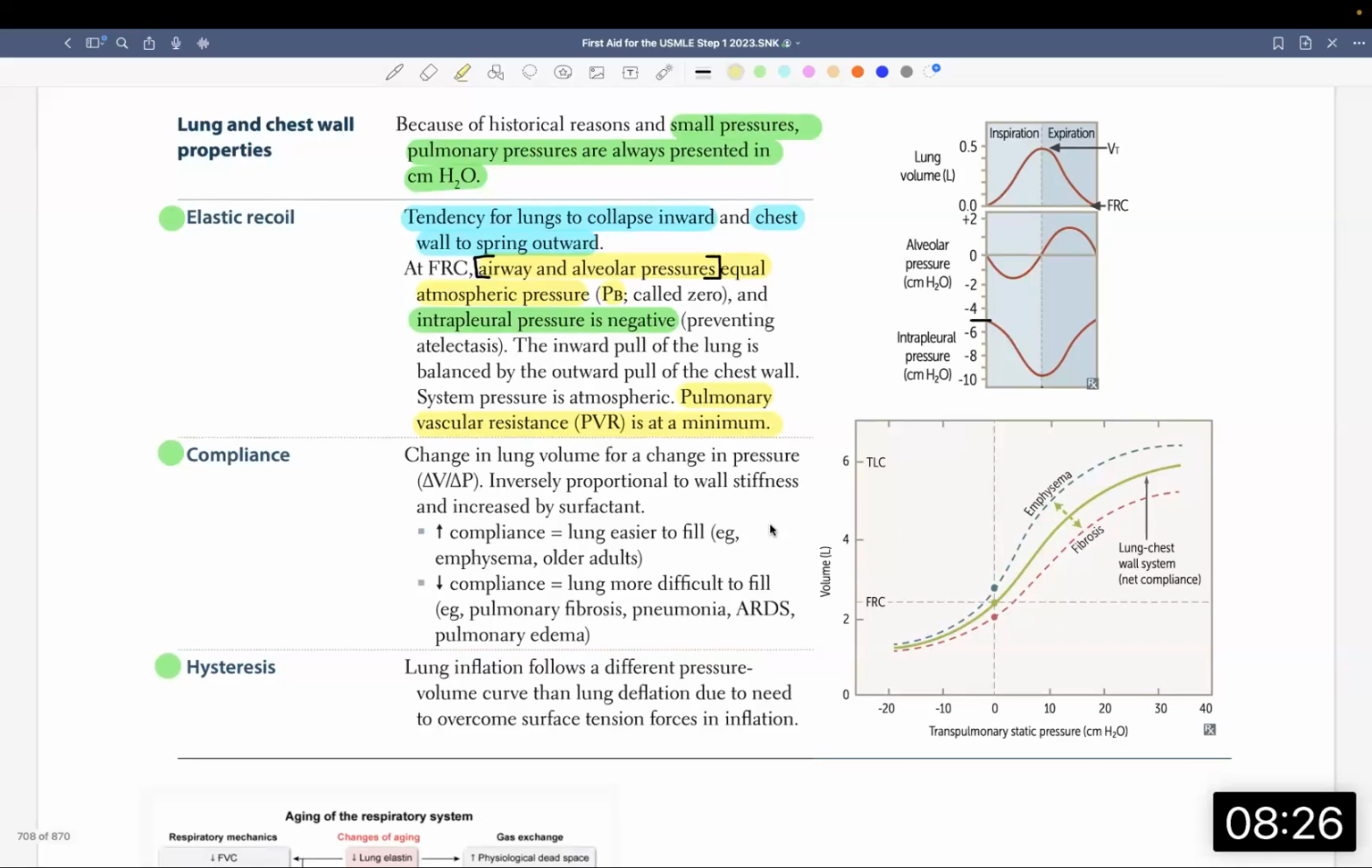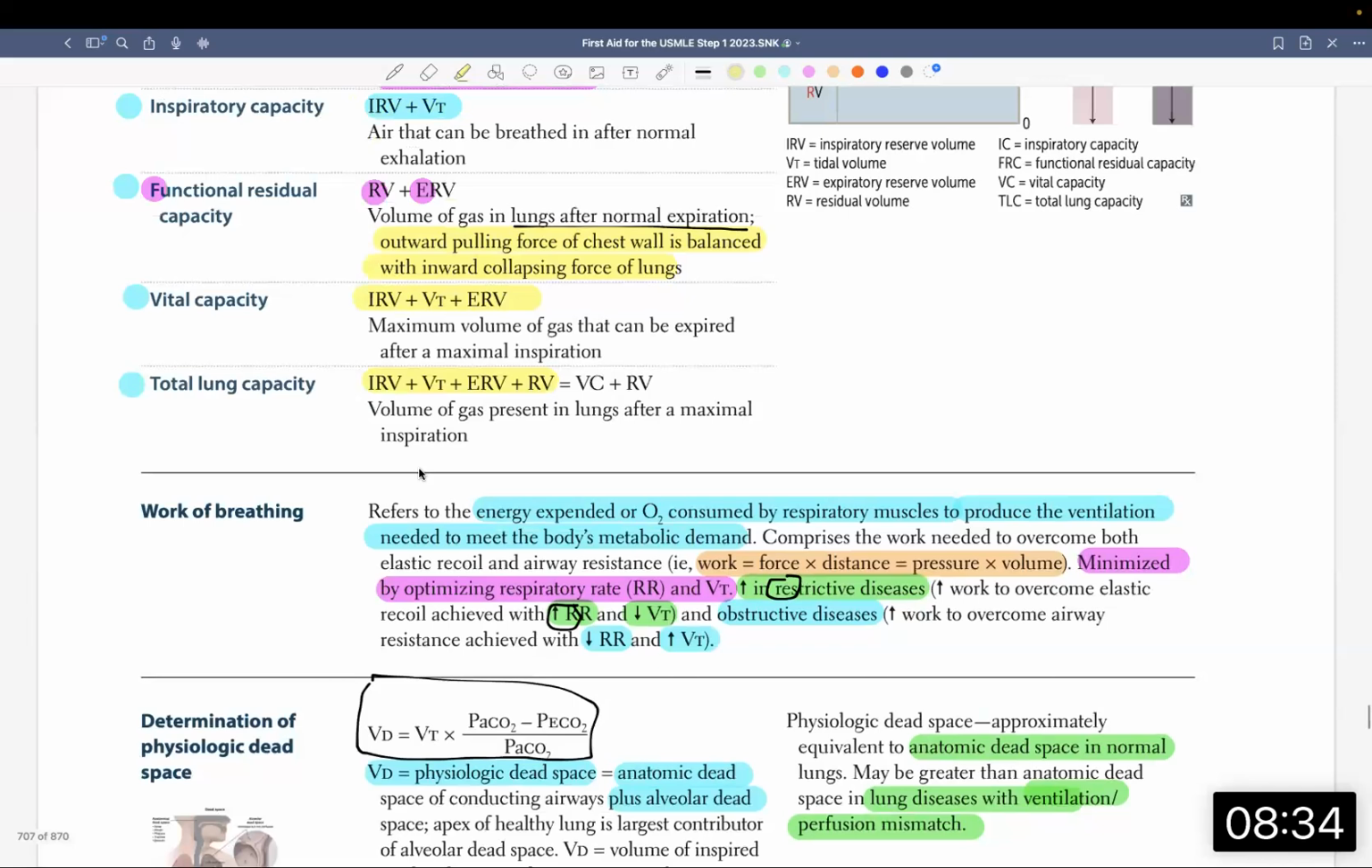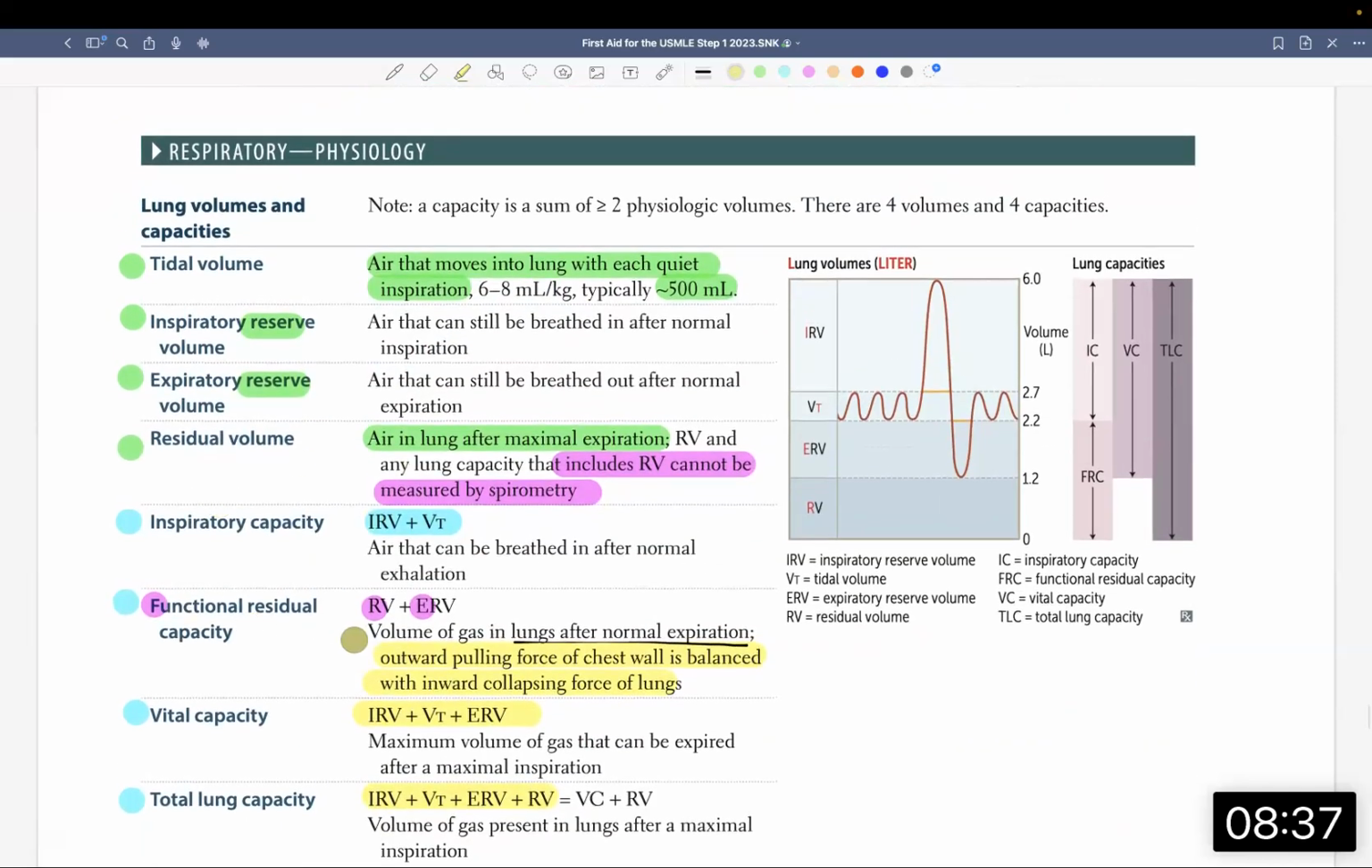Okay, anyway, so then next is at the FRC. If we just go to the above page, why are they saying that the pulmonary vessel resistance is minimal at this level? So how would we interpret this? What is functional residual capacity? The volume in the lungs after normal expiration. What is left behind after normal expiration, that's the functional residual capacity.